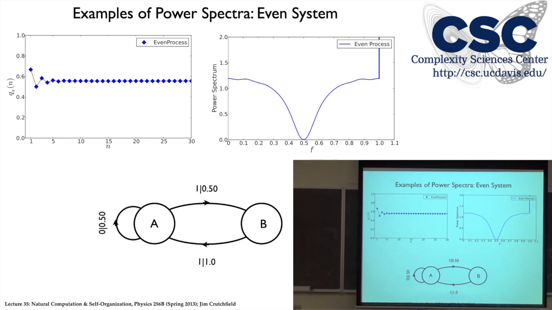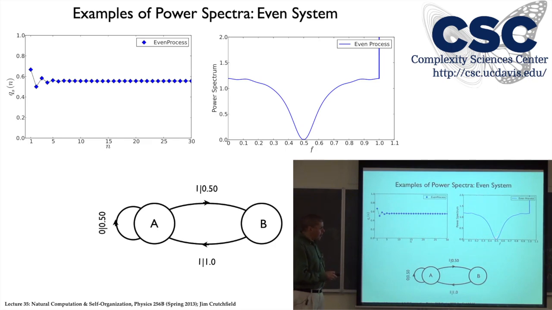Another thing to notice out of this guy is that the correlation functions die off very quickly. So this doesn't have a whole lot of structure at long distances. It turns out that this also goes to an asymptotic value of 5/9, the same as the golden mean.